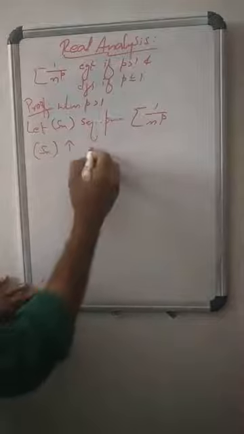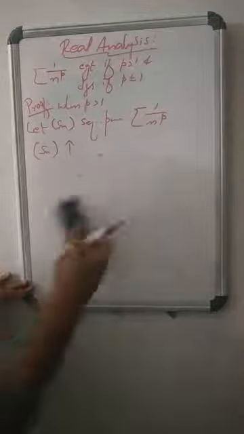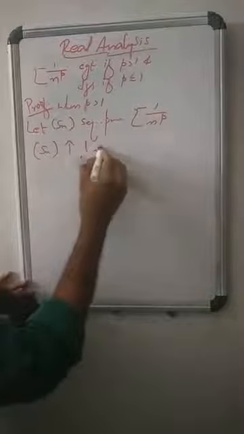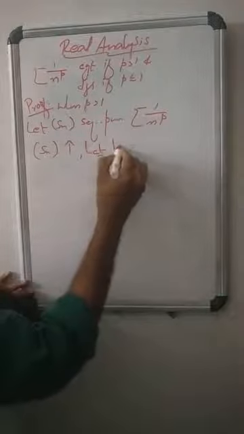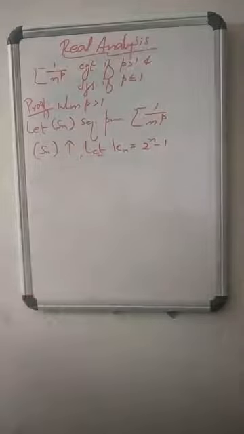Now choose Kn. Let Kn equal 2 power n minus 1 for n equals 1, 2, 3, etc. Okay. So what is K1?